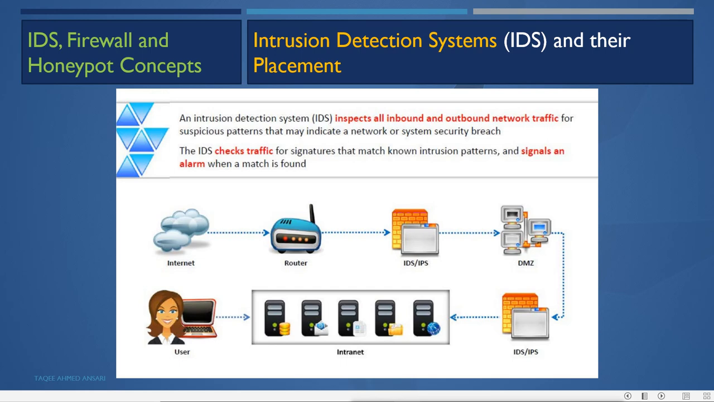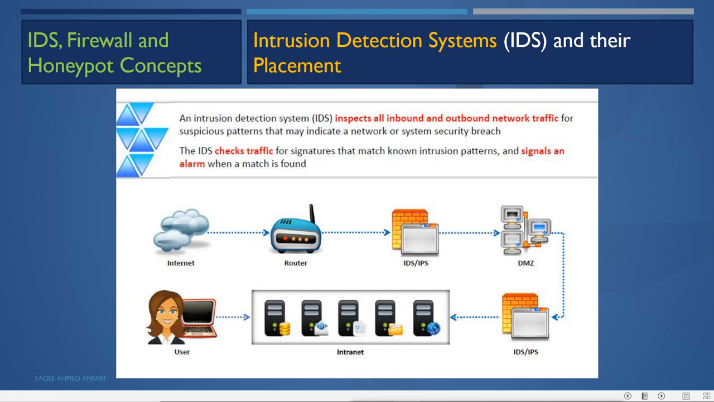So it tries to inspect whatever traffic is coming inside or going outside. It checks whether any suspicious pattern is there or not. Suspicious patterns are like when someone tries to do different kinds of attacks. So it has all that information about the suspicious patterns.